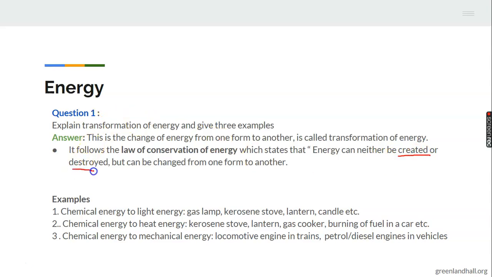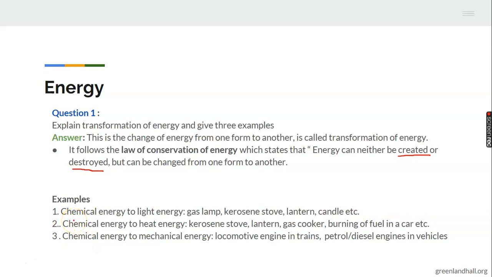You can neither create energy nor destroy it, but it can be changed from one form to another, just by changing your heat energy to light energy, your electrical energy to mechanical energy, and all that. Okay, examples. We have all these examples. I said, give me three.